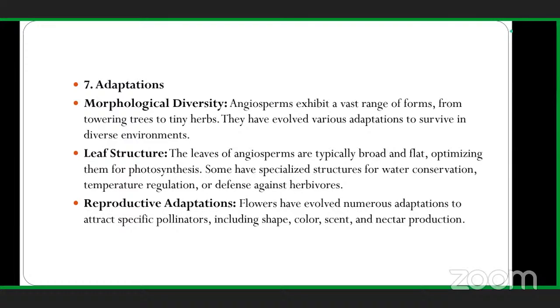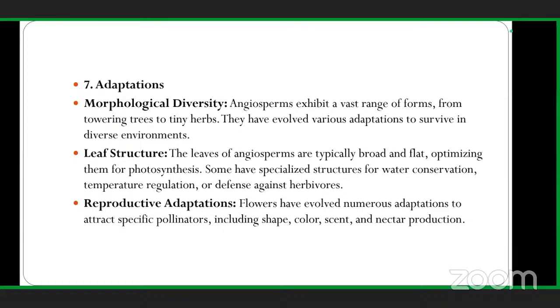So leaf structures also vary from species to species. Somewhere you will find broad and flat leaves, somewhere you will find compound leaves, somewhere you will find simple leaves. Everything we have to learn in the morphology. So basically, they perform photosynthesis, and some have specialized structures for water conservation, temperature regulation, or defense against herbivores. So these are the leaf structures.